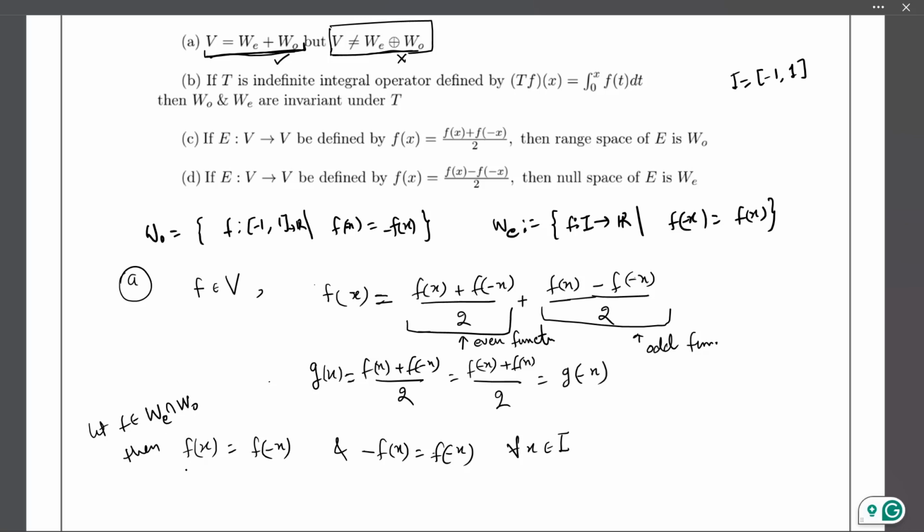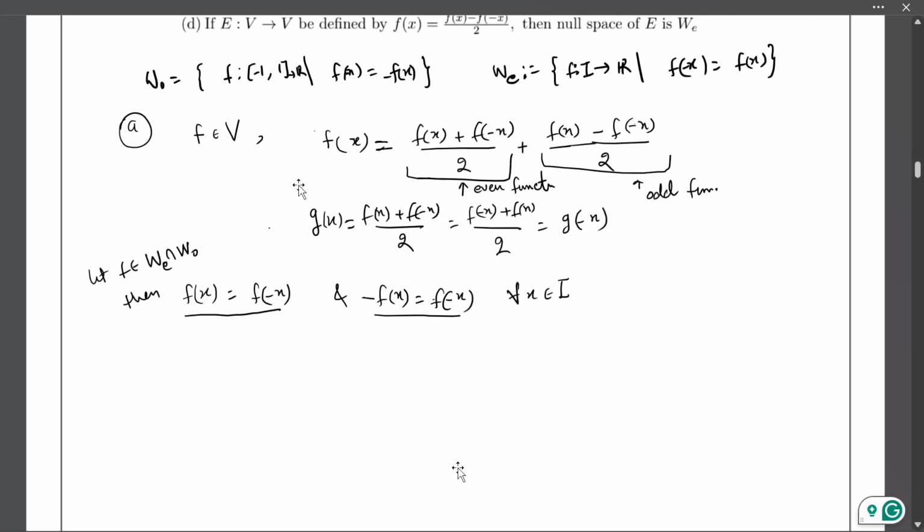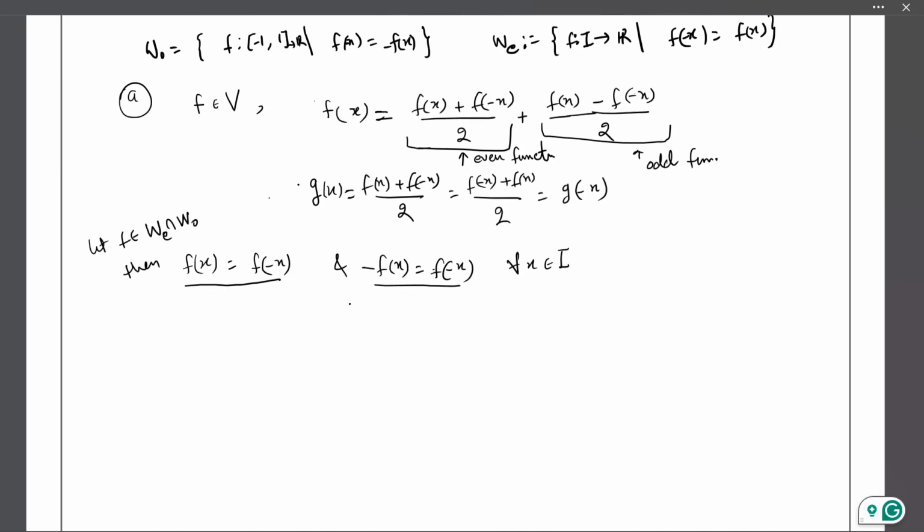Then first, because it is even, this condition holds. Because it is odd, this condition holds. From these two conditions, subtract first from second. So on the right side you will get 0 because they have the same thing on the right. But on this side you have 2f(x). Because 2 is non-zero, this will say f(x) is equal to 0.